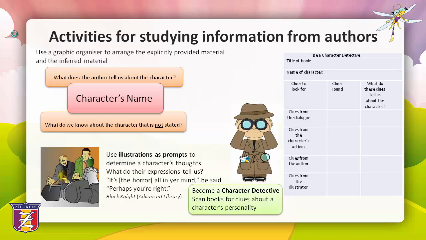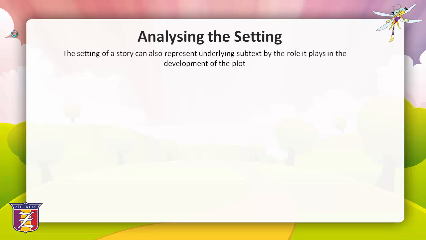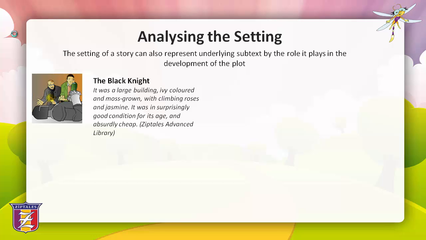Let's move on to looking at analysing the setting. The setting of a story can also represent underlying messages within a text by how it is described and the role it plays in the development of the plot. In the story, The Black Knight, we can infer subtext from the buildings where the story is set.